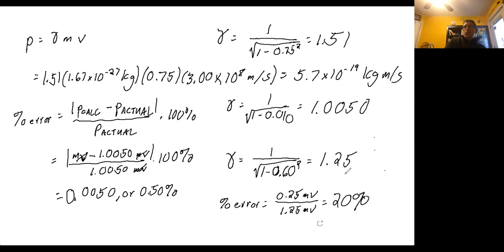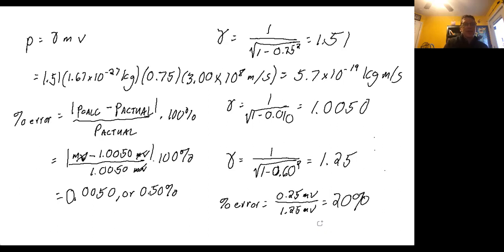So when you're traveling at 6/10 the speed of light, you'll get a 60% or rather a 20% error, excuse me, between your calculation of the momentum without using relativity and what the correct value for the momentum is. So there's a 20% error. And for 1/10 the speed of light, the error is 0.5%.